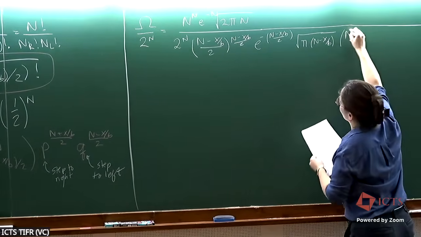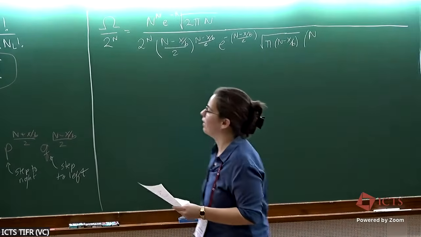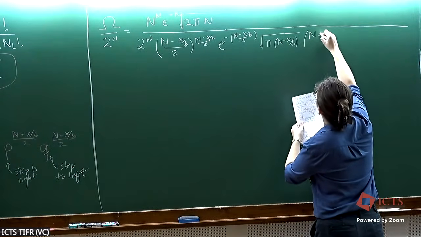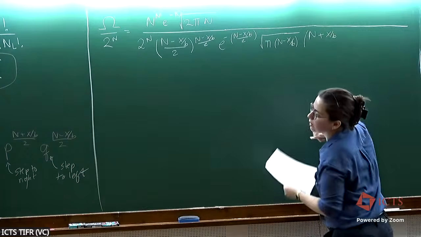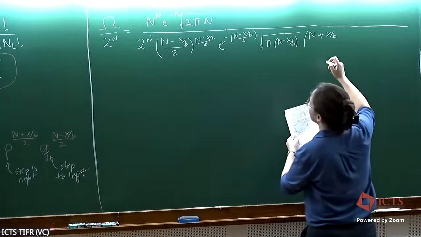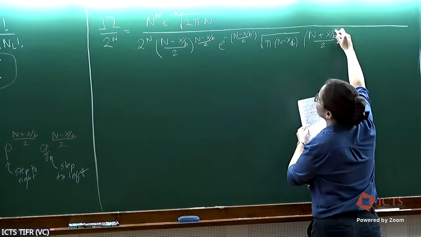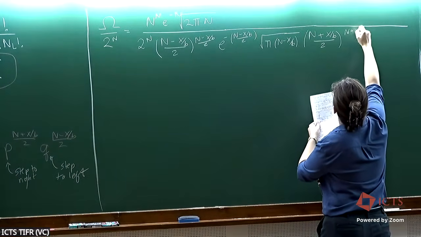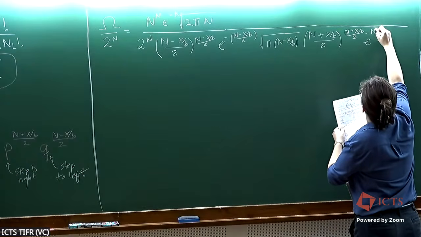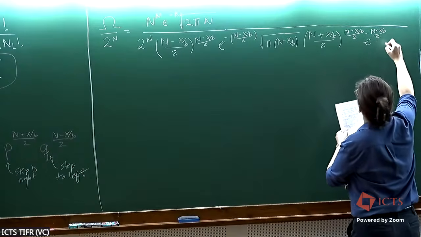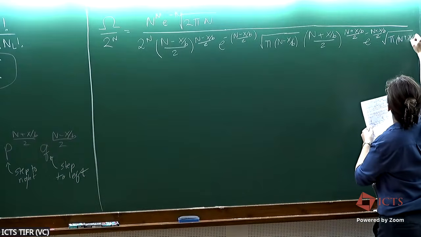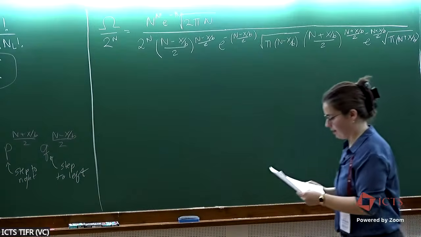Now we have the terms, so those were the terms for the steps to the right. Now let's do the terms for the steps to the left. We have n plus x over b, the opposite. N plus x over b over 2 to the n plus x over b over 2. E to the negative n plus x over b over 2. And the square root of pi times n plus x over b. All right.